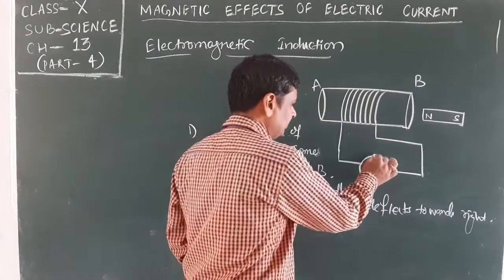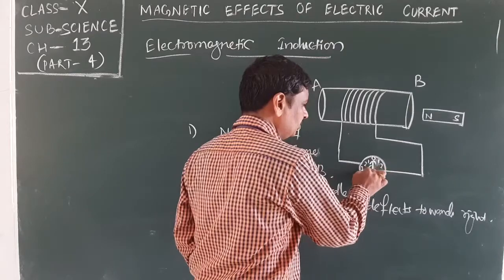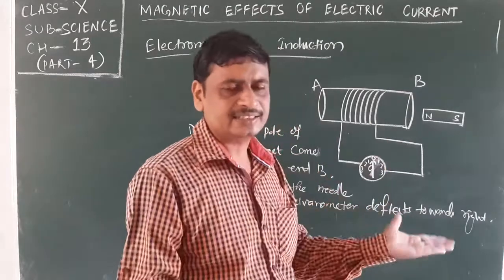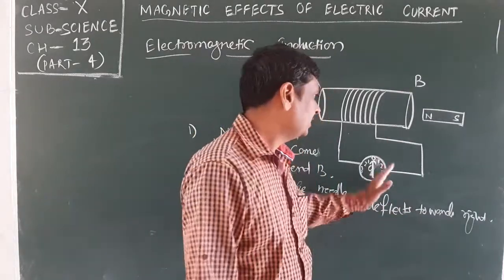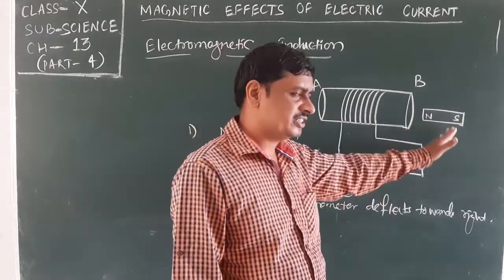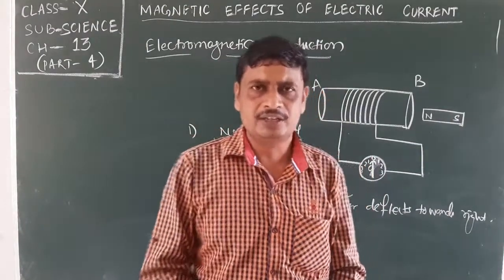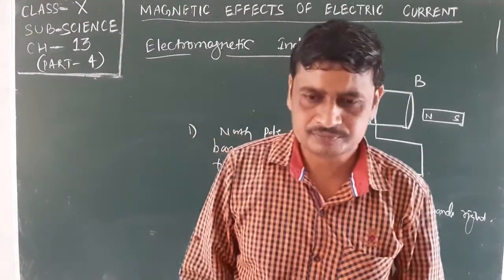The stationary position is 0. Here 1, 2, 3, 4, 1, 2, 3, 4 are marked on either side of the galvanometer. When we stop the bar magnet, when it is in a stationary position, the needle of the galvanometer again comes to its 0 position or stationary position.